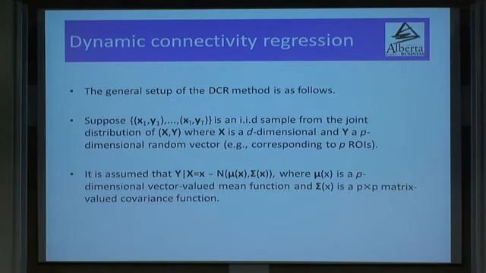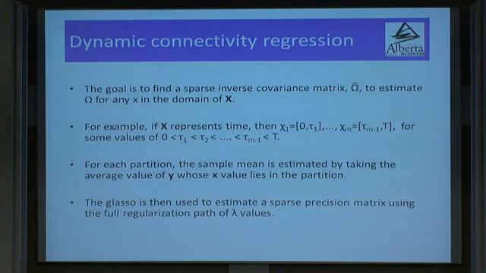So the general setup of the DCR method is as follows. Suppose we have x1, y1 up to xT, yT. It's an IID sample from the joint distribution of x, y, where x is a d-dimensional and y is a p-dimensional random vector. So y is just going to be our data from the p ROIs. It assumes that y given x is normally distributed with a p-dimensional vector valued mean function and a p by p matrix valued covariance matrix, okay?